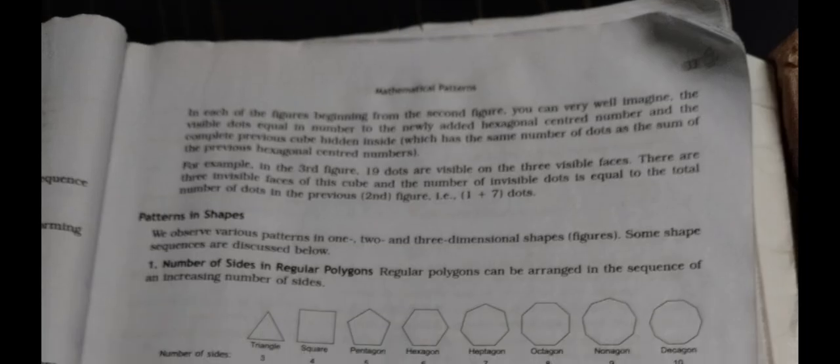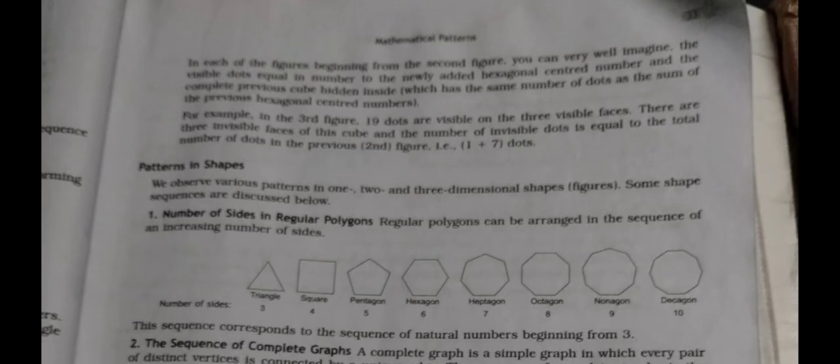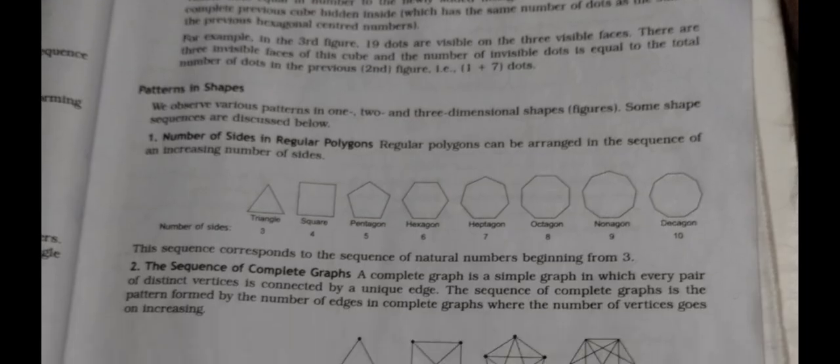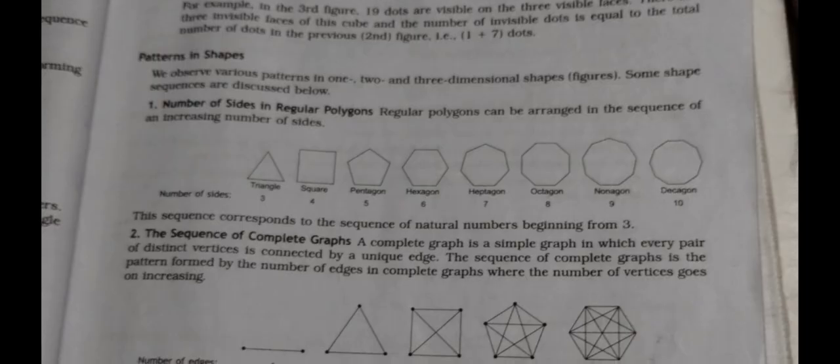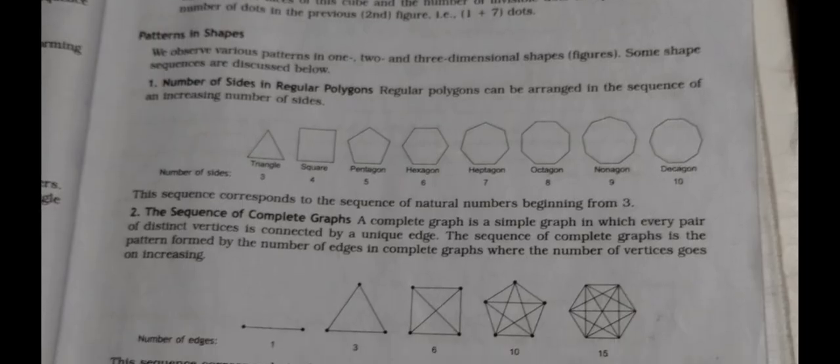In each of the figures, beginning from the second figure, you can very well imagine the visible dots equal in number to the newly added hexagonal centered number and the complete previous cube hidden inside, which has the same number of dots as the sum of the previous hexagonal centered numbers. For example, in the third figure, 19 dots are visible on the 3 visible faces. There are 3 invisible faces of this cube and the number of invisible dots is equal to the total number of dots in the previous figure, that is 1 plus 7 dots.